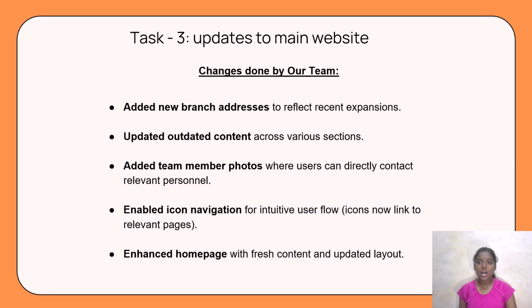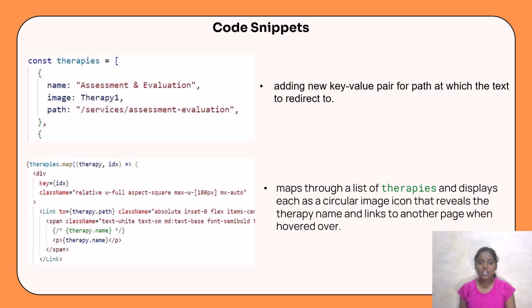Task 3, which is updates to the main website, we revamped our main website to improve usability and reflect recent changes. We added new branch addresses, team member photos, and intuitive icon based navigation. The homepage was refreshed with updated layout and content. These code snippets show how we dynamically rendered therapy sessions with hover effects and linked icons, making it easier for users to navigate and connect with relevant services.